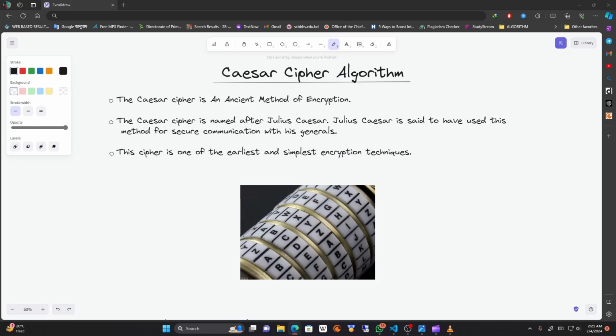I am Shamim and today we are going to be exploring the intriguing world of cryptography. Specifically, we will be delving into the Caesar cipher, an ancient but powerful encryption technique. The Caesar cipher is one of the earliest known encryption methods, dating back to Julius Caesar's time. It's a substitution cipher where each letter in the plain text is shifted a fixed number of positions down or up the alphabet.